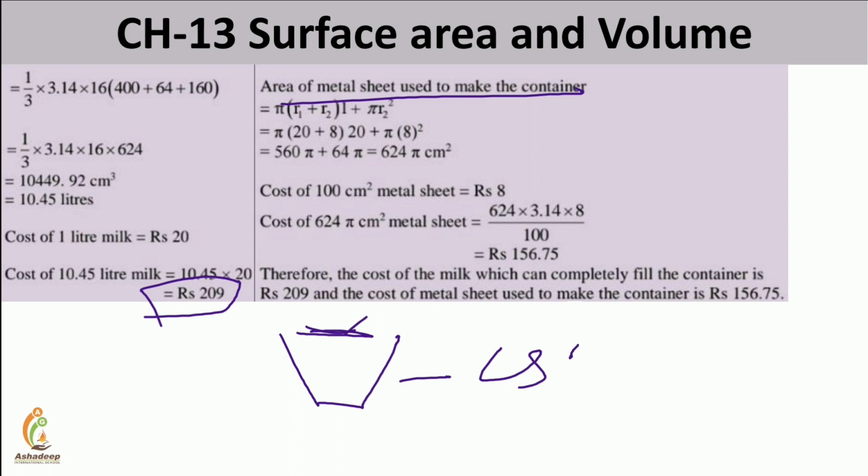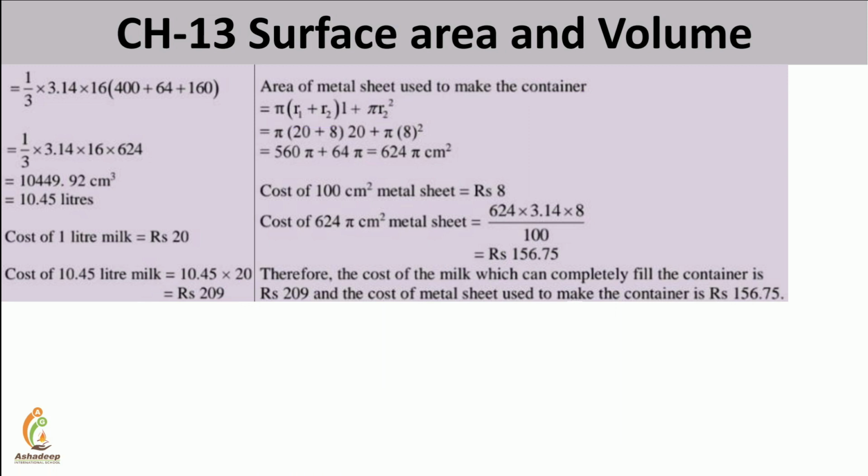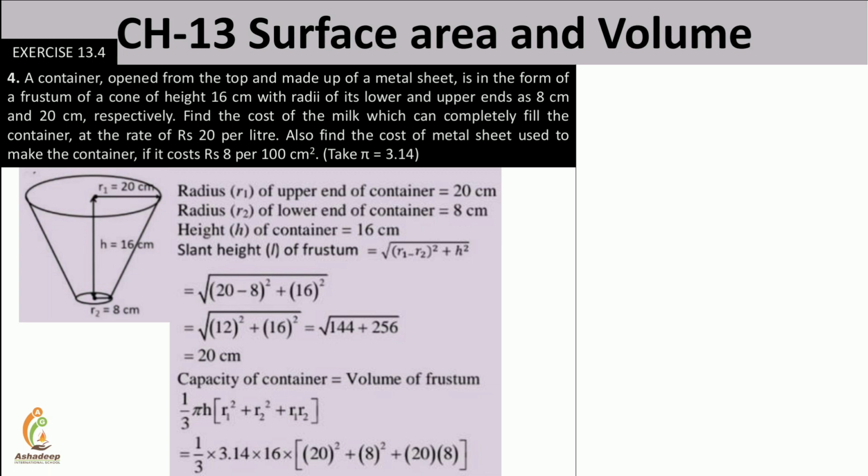So this is the CSA, curved surface area, and the bottom, and that is pi r2 square. See here, pi r1 l and pi r2 square. But here the L is not given, so we need to find out the L with the help of L is equal to square root of (r1 minus r2) whole square plus h square, right? It is not r1 square minus r2 square. Here it is (r1 minus r2) whole square plus h square, right?